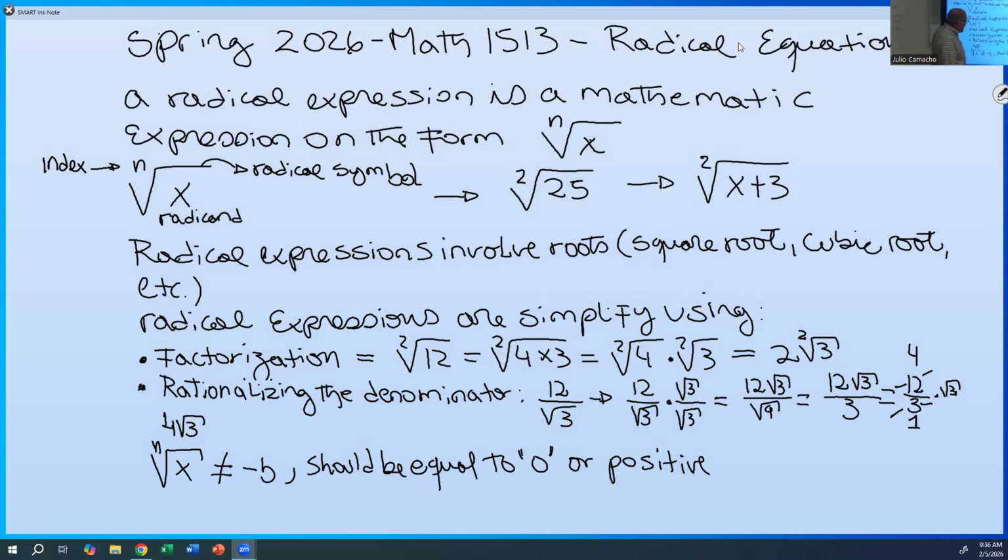But there is a possibility that even if it is equal to a negative number, you can still process the equation, but your answer will be extraneous. And we will learn in a minute what extraneous means.